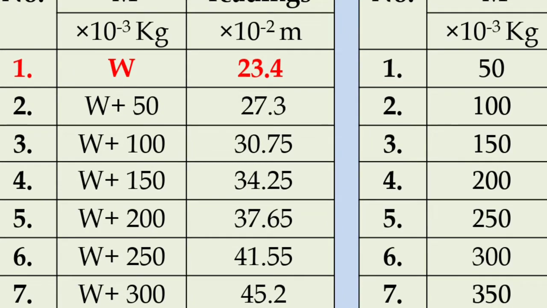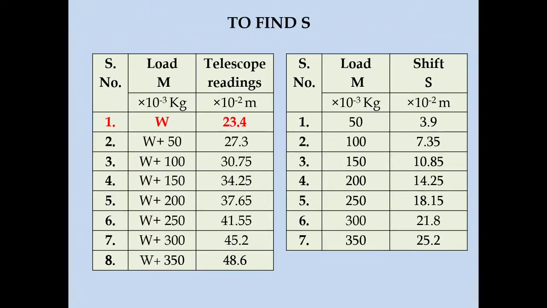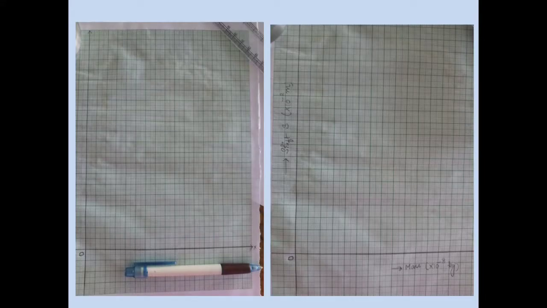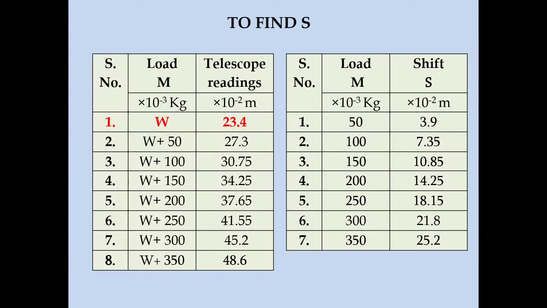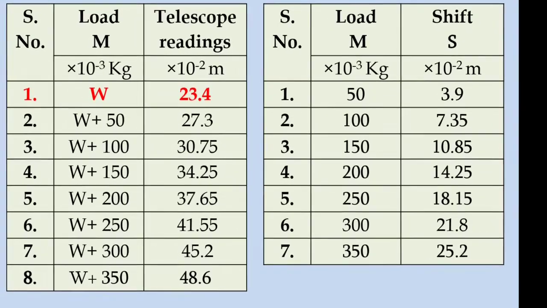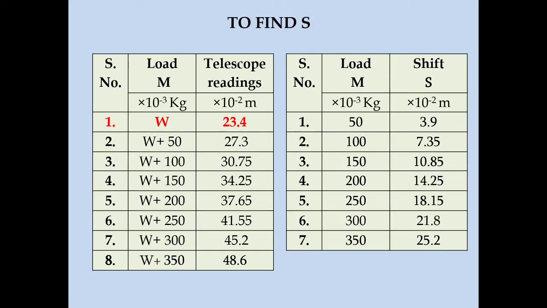For 150 grams, to calculate the shift, we subtract 23.4 from 34.25. So by subtracting 23.4, the scale reading corresponding to the dead weight, from the other scale readings, we will get the shift for all the loads 50, 100, 150 up to 350. With this set of readings, we have to draw the graph.